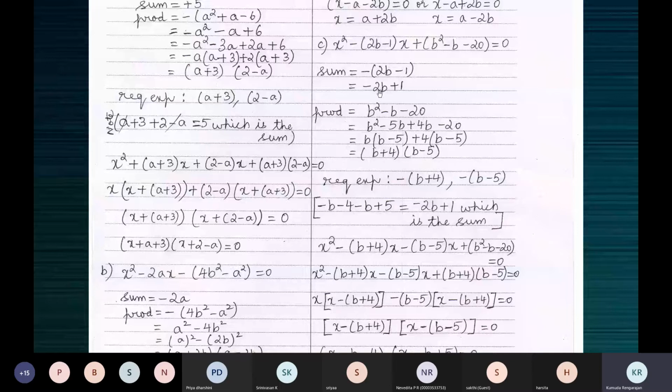The sum should be minus 2b. So I think you can just take the clue from there that you have to fix a minus sign to both, so that minus b and minus b will give you minus 2b.